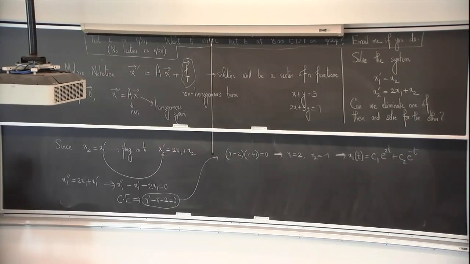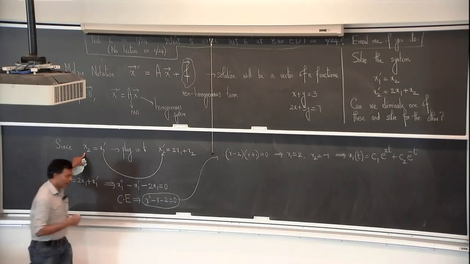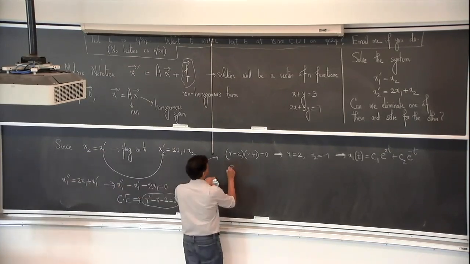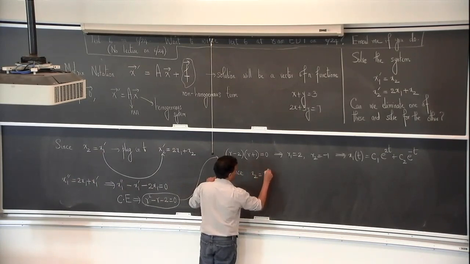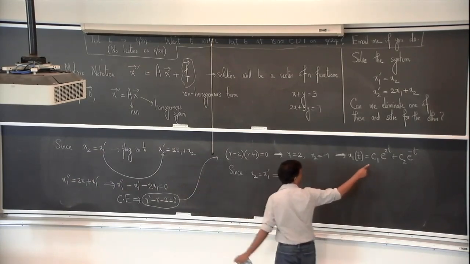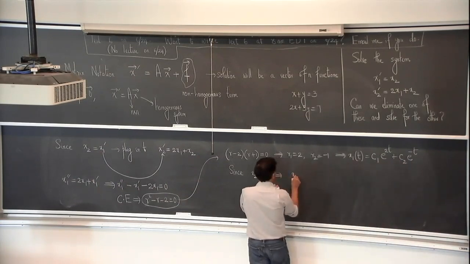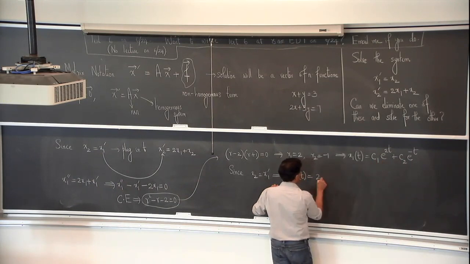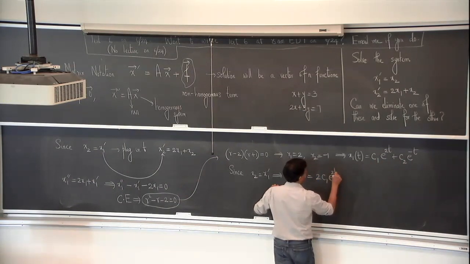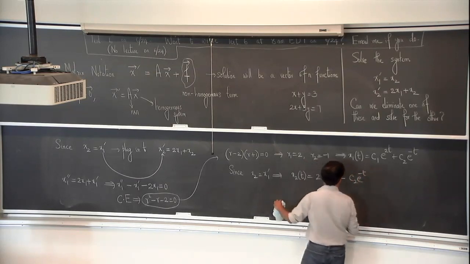Now you have x1, and you know that x1 prime is x2, so you get x2 as well. Since x2 equal to x1 prime, take the derivative of this term by term. That will give you x2 of t. The derivative of the first term is going to be 2c1 e to the power of 2t and minus c2 e to the power of negative t.